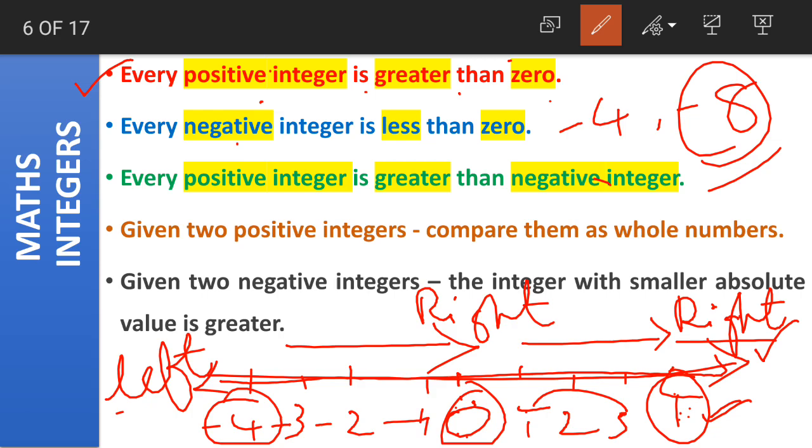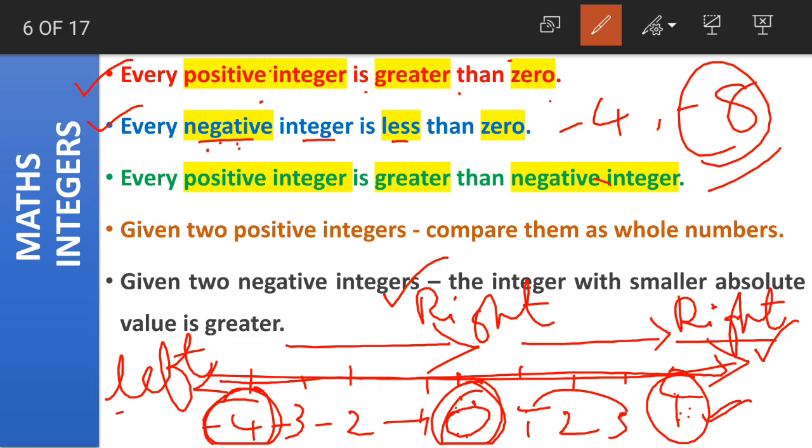What are they saying here? Every negative integer is less than 0. Now what did I say? The number on the right side is greater than the number on the left side, which means the number on the left side is less than the number on the right side. Am I right or wrong? The number on the left is less than the number on the right. The number on the left, which is -4 here, which is a negative integer, is less than 0. Even this statement here is proven true with this trick, right?